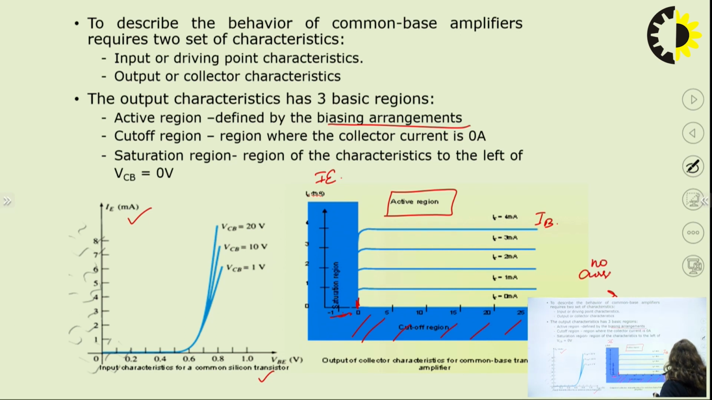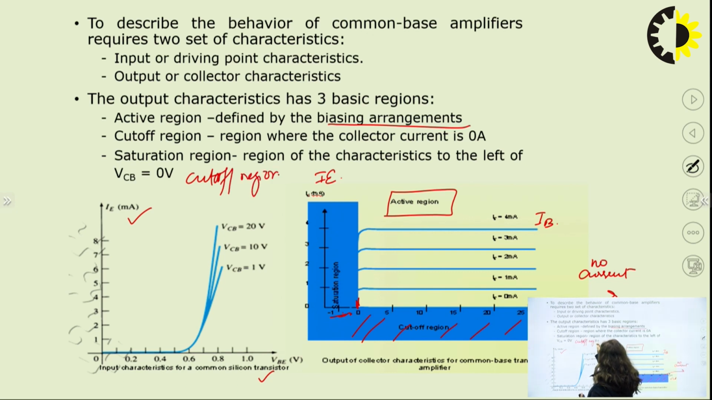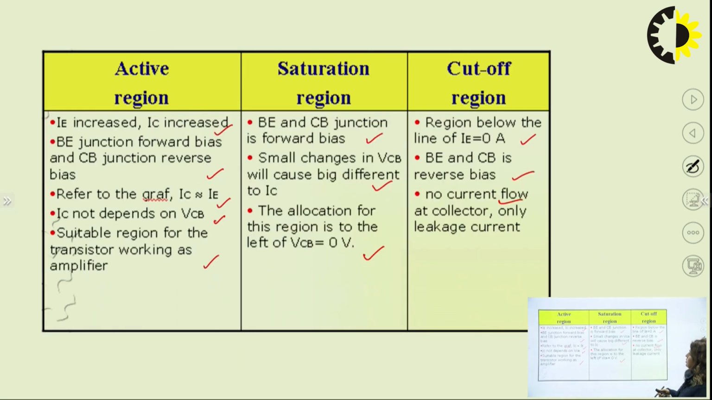So we can see that in the cutoff region there is no current, and there is only leakage current. So this is the difference between the active region, the saturation region and the cutoff region.